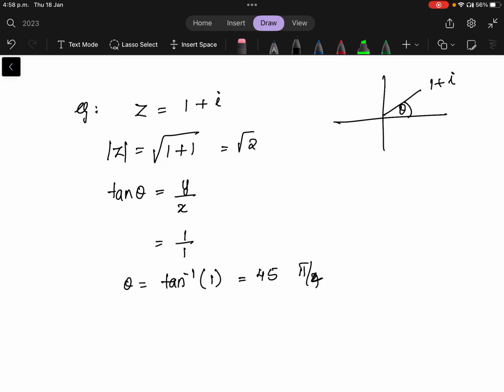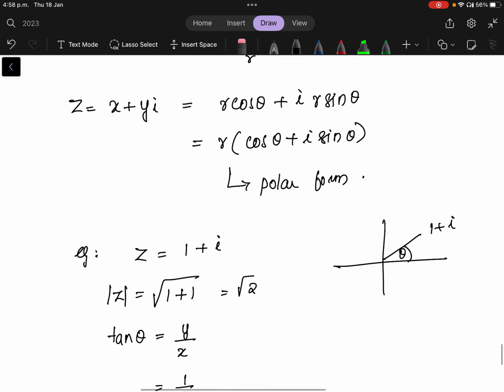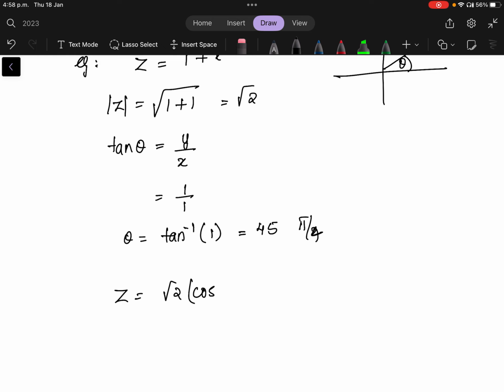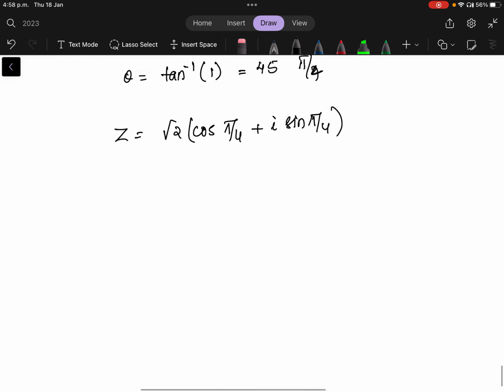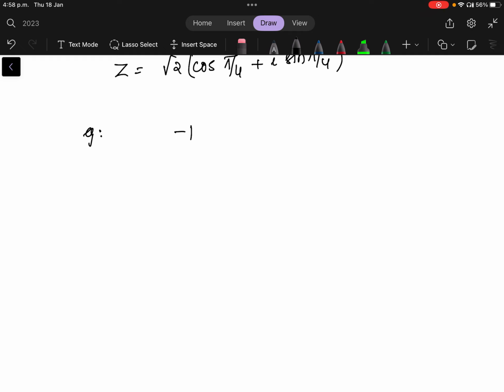So in that case, the polar form can be written as z is equal to r, which is square root of 2, cos pi over 4 plus i sine pi over 4. Okay, now let's take the case of another example, which is minus 1 plus square root of 3i. When you plot this in the Argand diagram, you can see that it is in the second quadrant. Okay, this is the complex number.